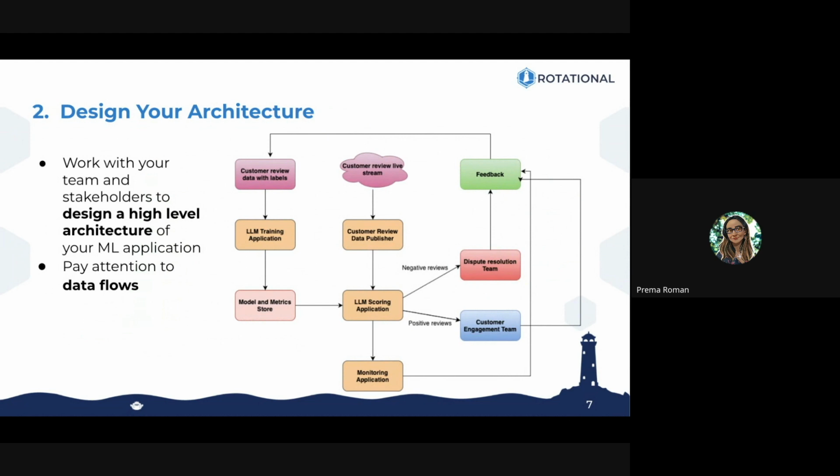Anything that it predicts as negative will go to the dispute resolution team, and anything that it predicts as positive is going to go to the customer engagement team. And then you want to have some kind of monitoring in place, and you use all of these loops here as feedback, so that you can figure out how to iterate and make the model perform better over time.